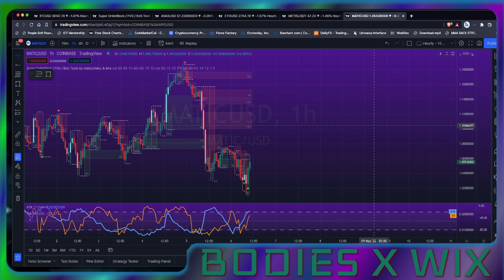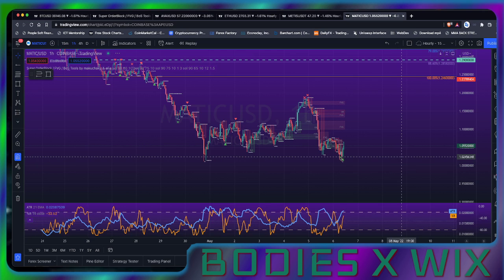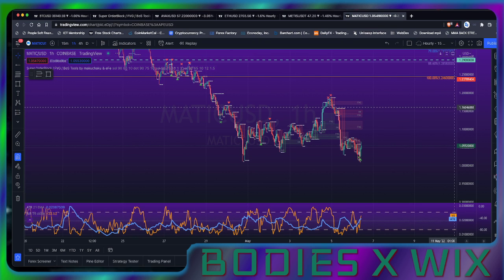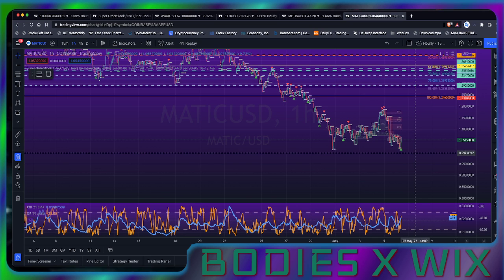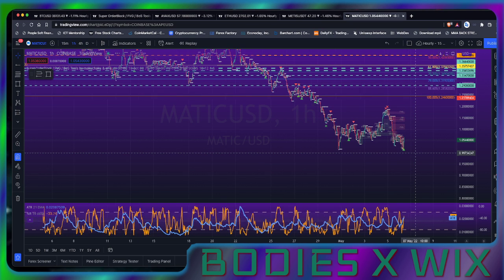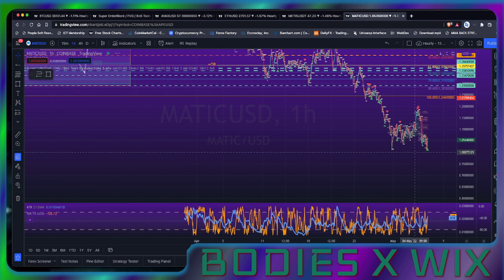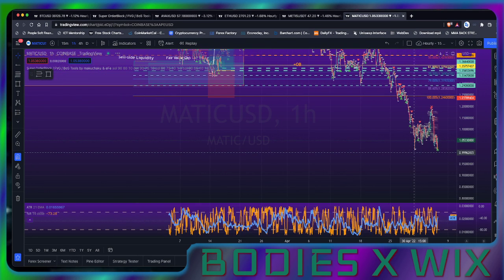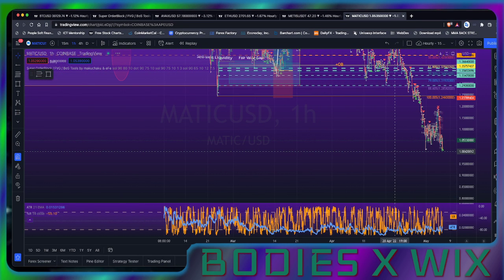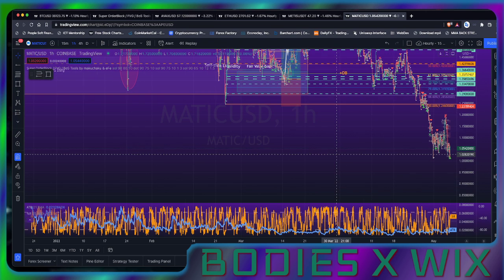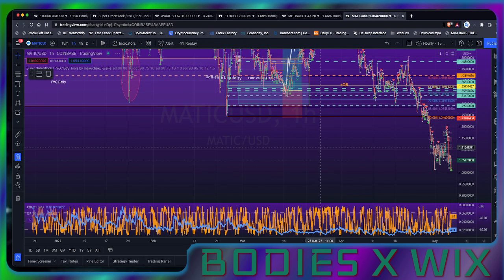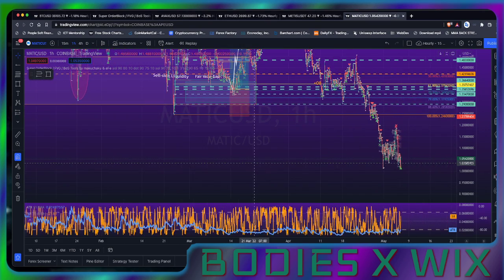And $1. I'm sure a ton of people were buying it whenever it got below $1.50, not realizing how low it was going to get to. And now people are probably regretting a lot of their moves that they made because they weren't patient and they weren't reading the chart like they should have been.